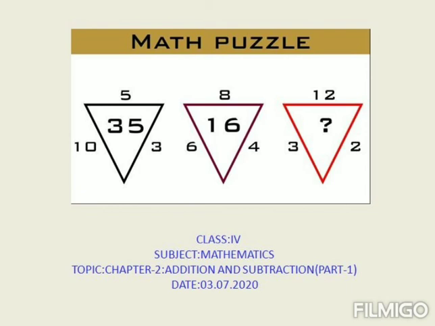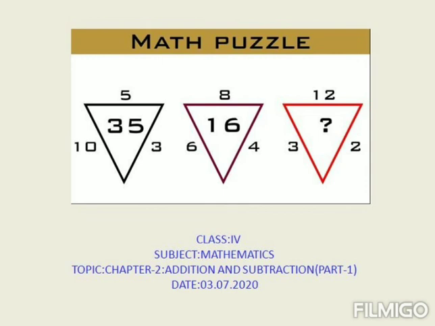Similarly, multiply 6 and 8. 6 8s are 48. Multiply 4 and 8. 4 8s are 32. Now subtract 48 minus 32. Now you will get 16. This is the number inside the triangle. Do you understand the pattern now?